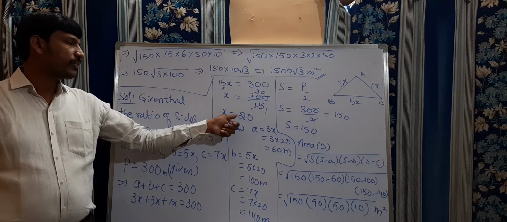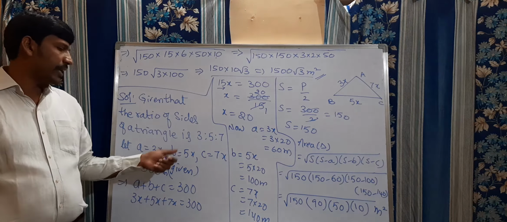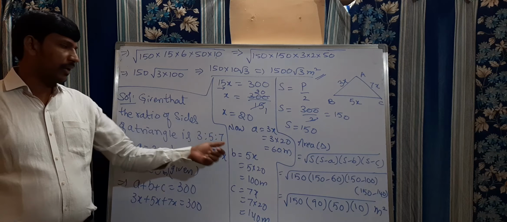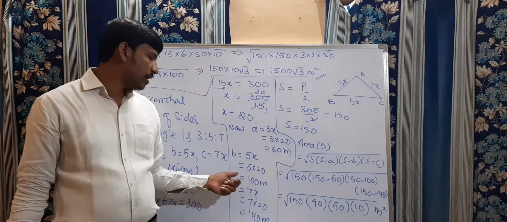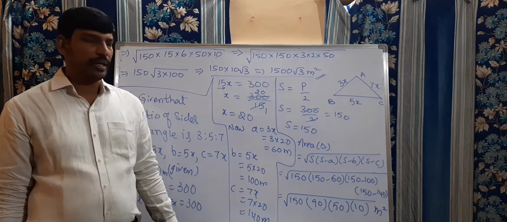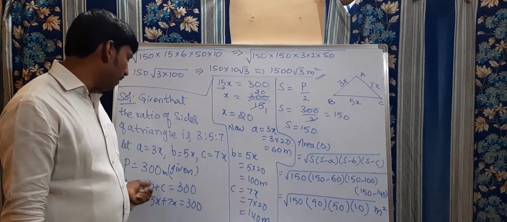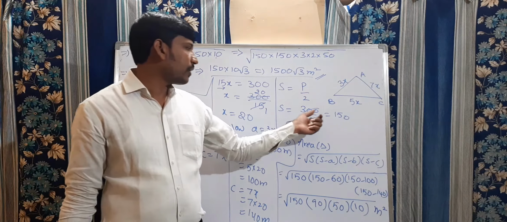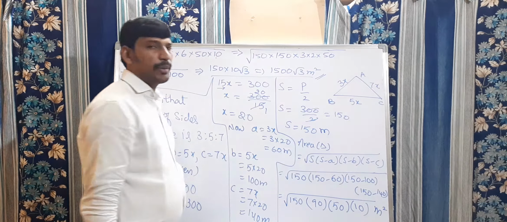Find out the x value. After finding the x value, you have to substitute this x value in the place of a, b, c. Then you will get a value, b value, c value as sides. So a equal to 60 meters, b equal to 100, c equal to 140 meters. Then now find out the s value. S is nothing but perimeter by 2. So 300 by 2 is nothing but 150. 150 meters here. That is the semi-perimeter.